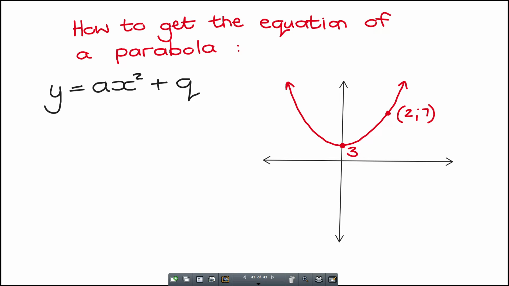Okay, how to get the equation of a parabola? Hoe om die vergelyking te kry van 'n parabool? So up until now I gave you the equation en dan moes jy vir die prentjie gaan teken het. Nou moet ons hom net gou-gou andersom gaan doen, né?